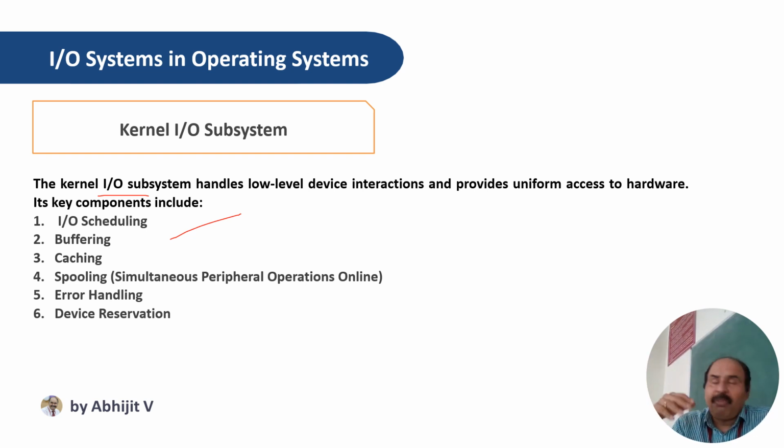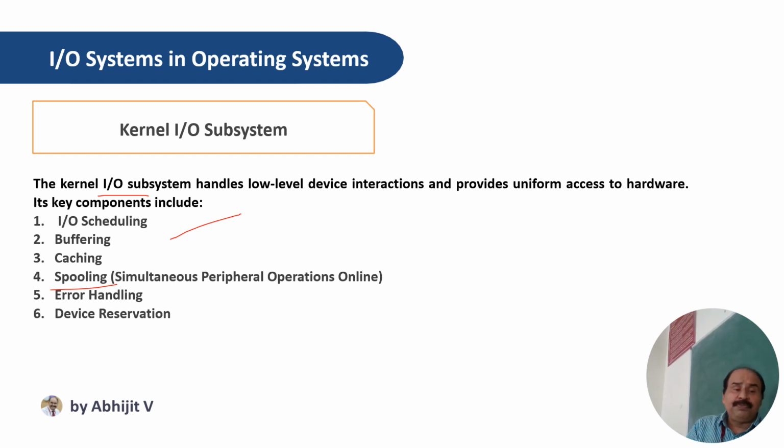Caching. Some things are very frequently used again and again, so they should be at a very accessible point. That is called caching. Simultaneous peripheral operations online is called spooling. I'll teach you that in depth in later sessions.